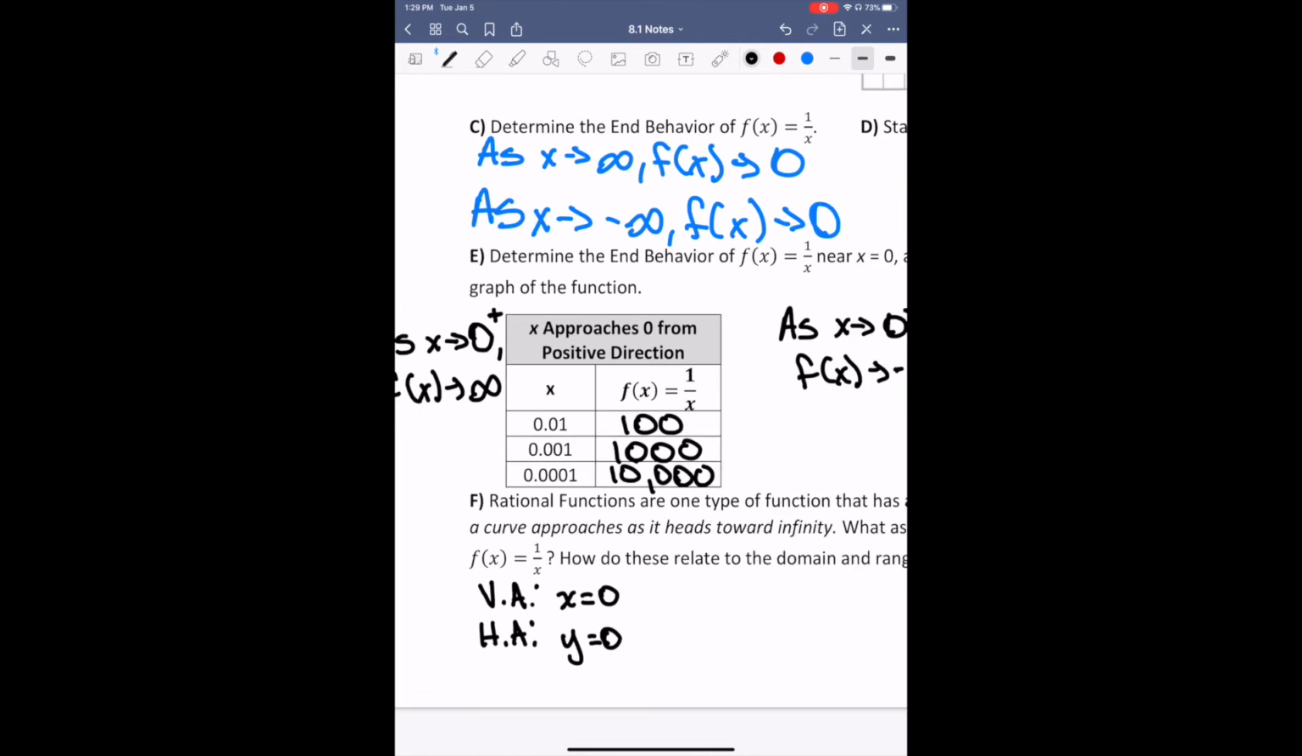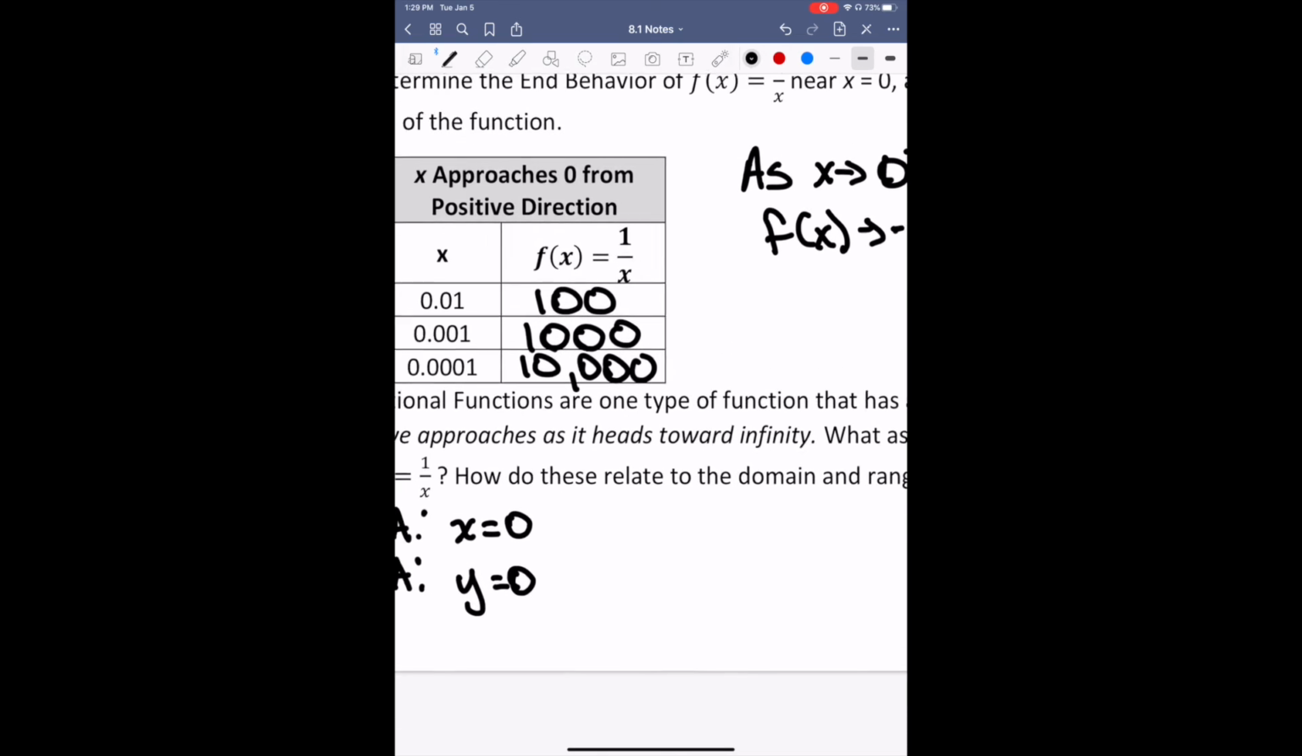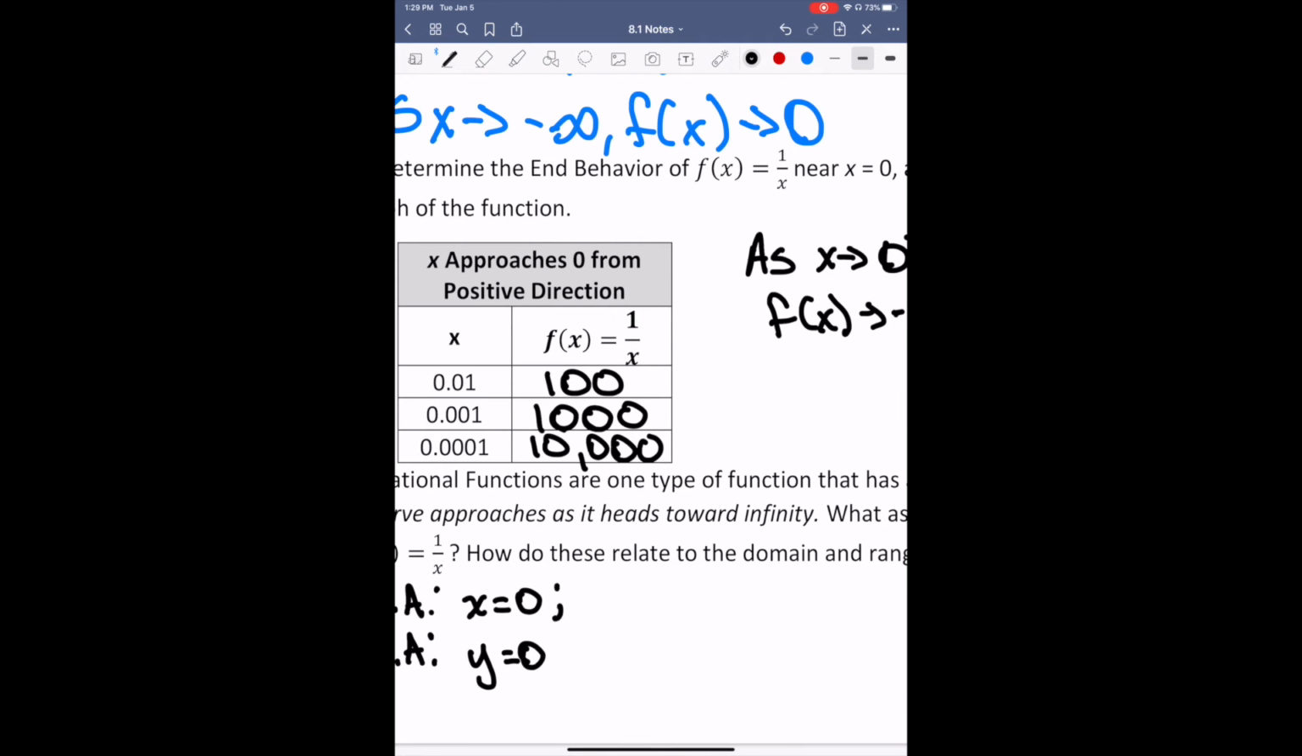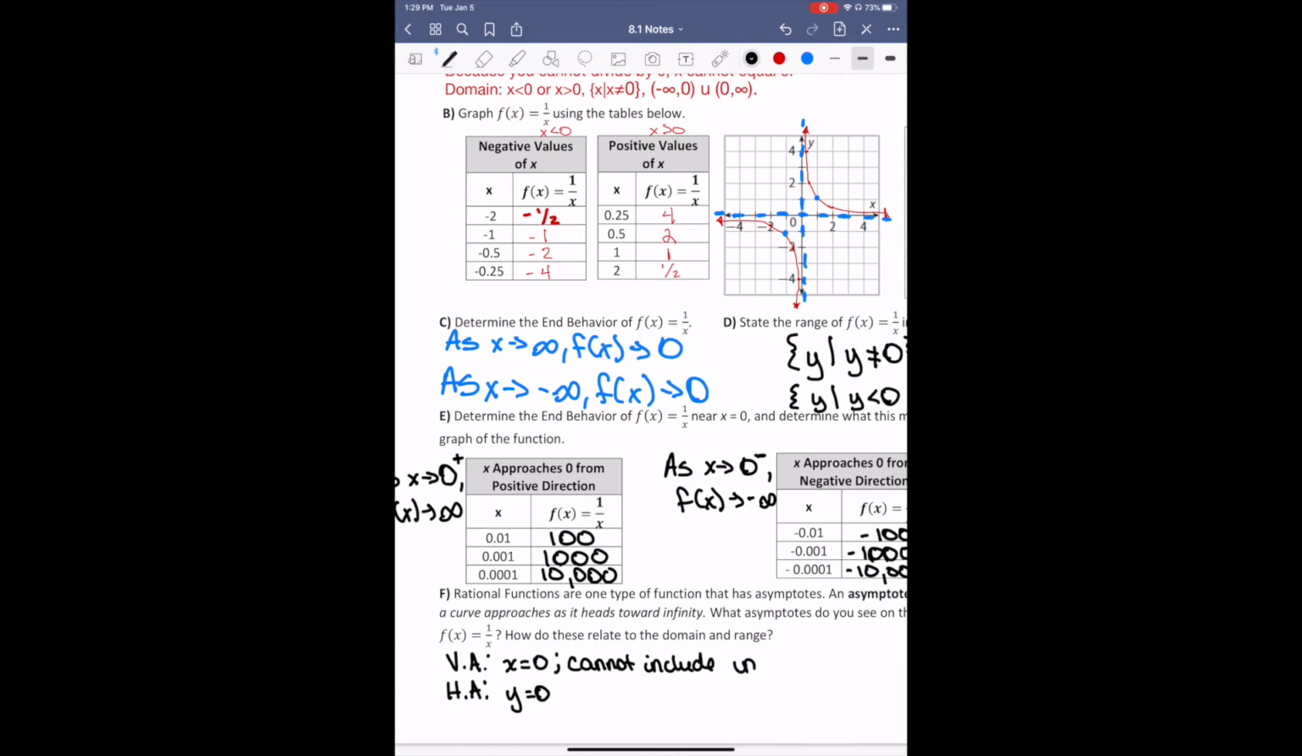Okay, how do these relate to the domain and range? Well, for the vertical asymptote, we cannot include that x value in the domain. And for the horizontal asymptote, that y value cannot be included in the range.